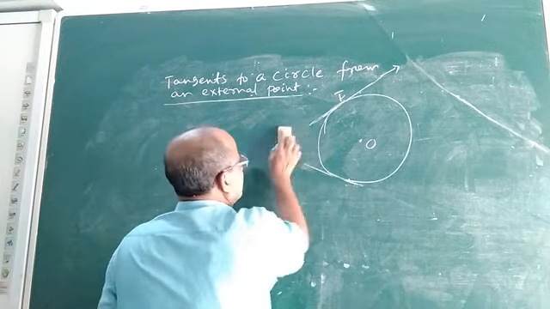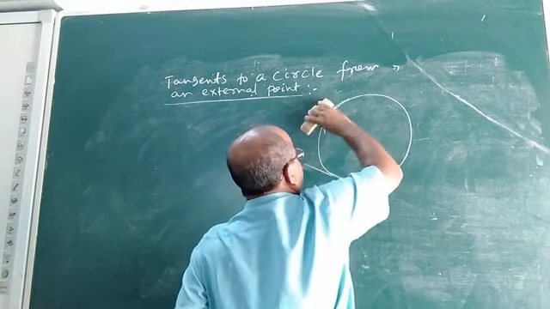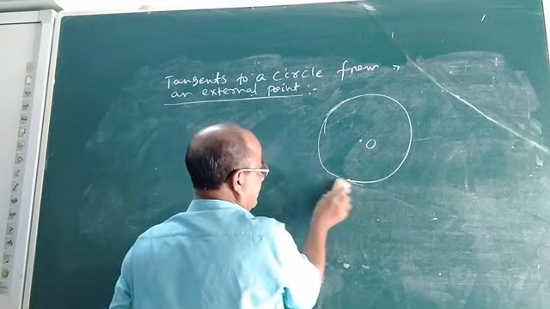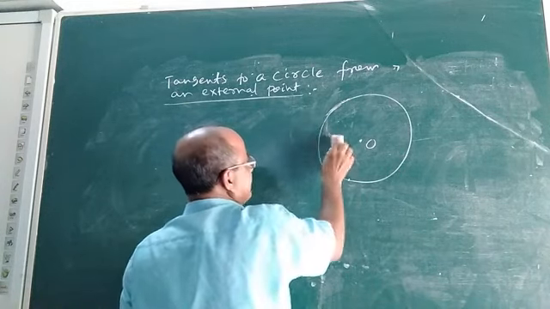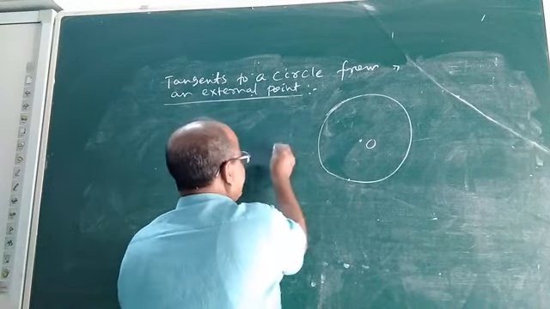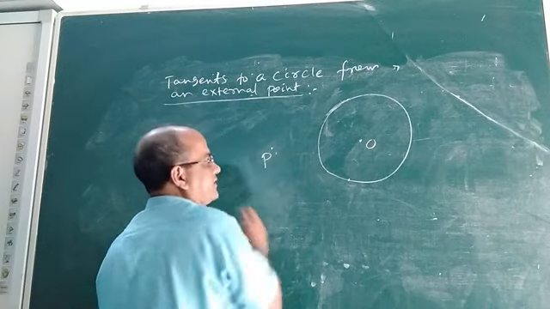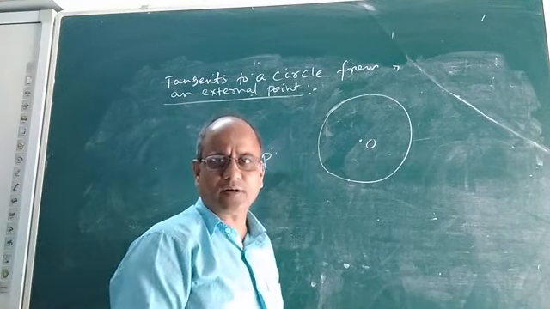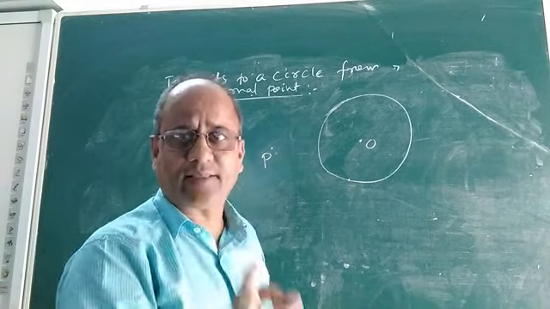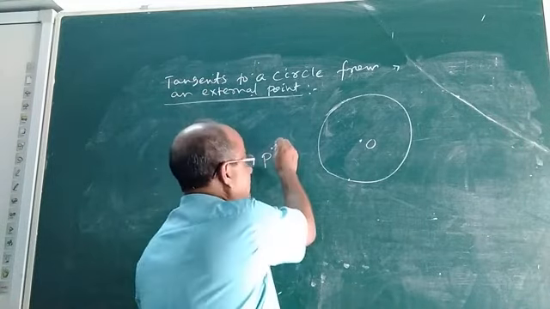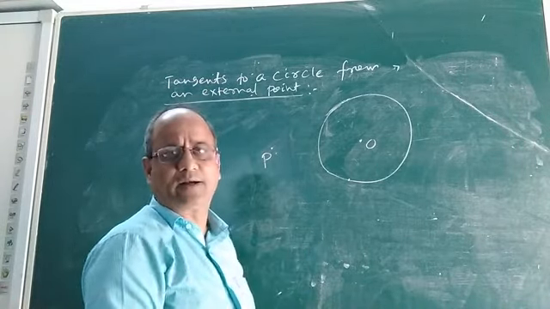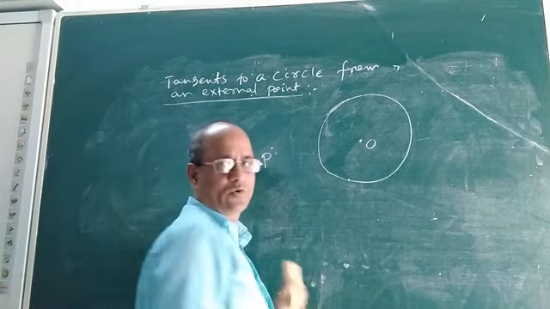Now, what are we given? We are given only this circle, whose center is given, and this point, the external point, is given. And what do we want to construct? We want to construct two tangents, or a pair of tangents, from this point P to the circle whose center is O.